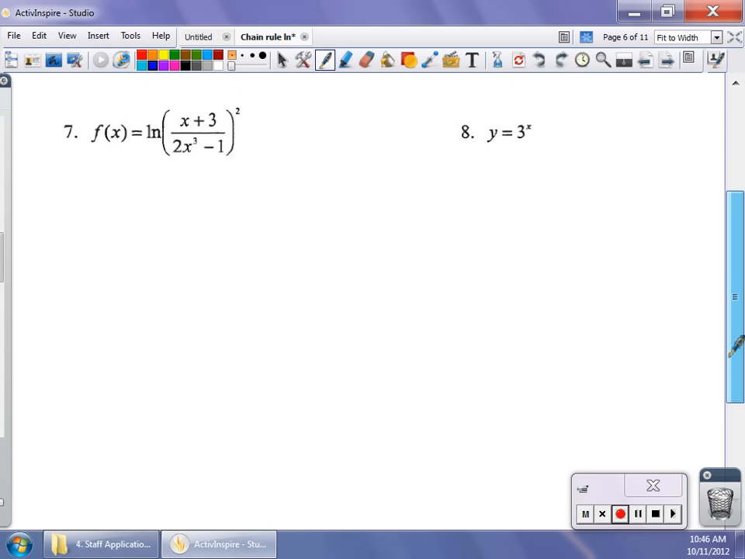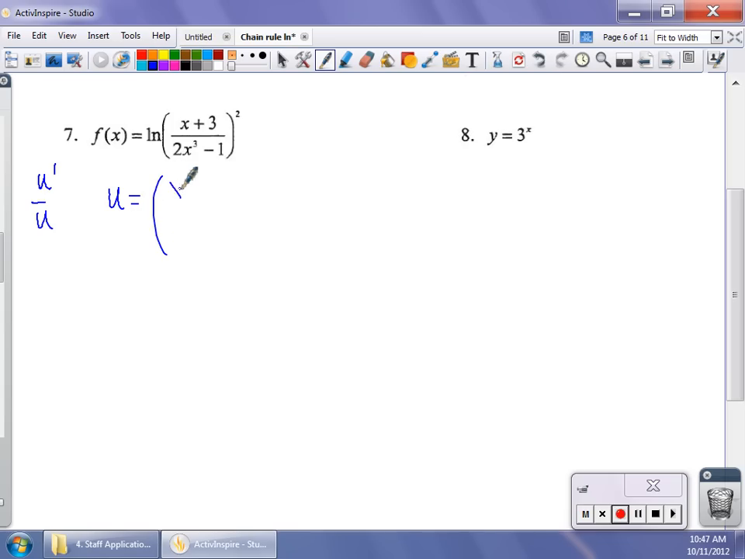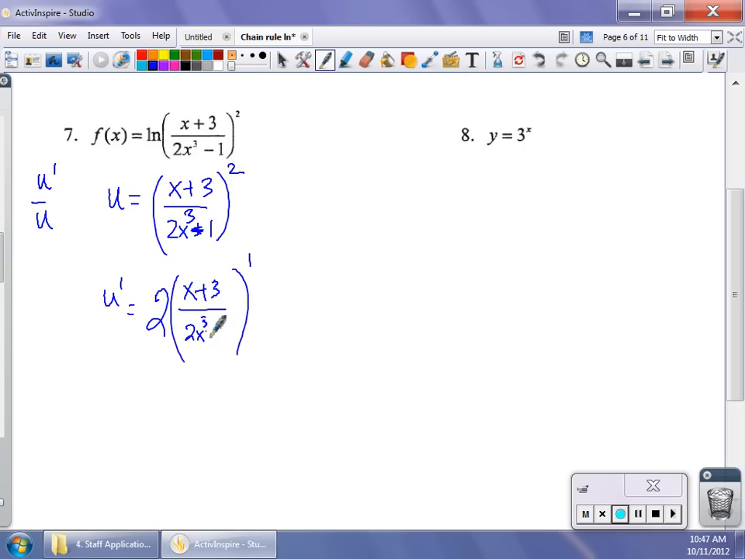In problem number seven, there are two ways to handle this problem. I'm going to tell you about the long way, and then I want to convince you that knowing your algebra is a much smarter way to tackle this problem. If we were to do this problem without using log properties, then remember the derivative of the ln of u is u prime over u. However, in this case, u is x plus 3 over 2x cubed minus 1, squared. So u prime would require the chain rule, so that would be 2 of the quantity to the first power, so that would be x plus 3 over 2x cubed minus 1.